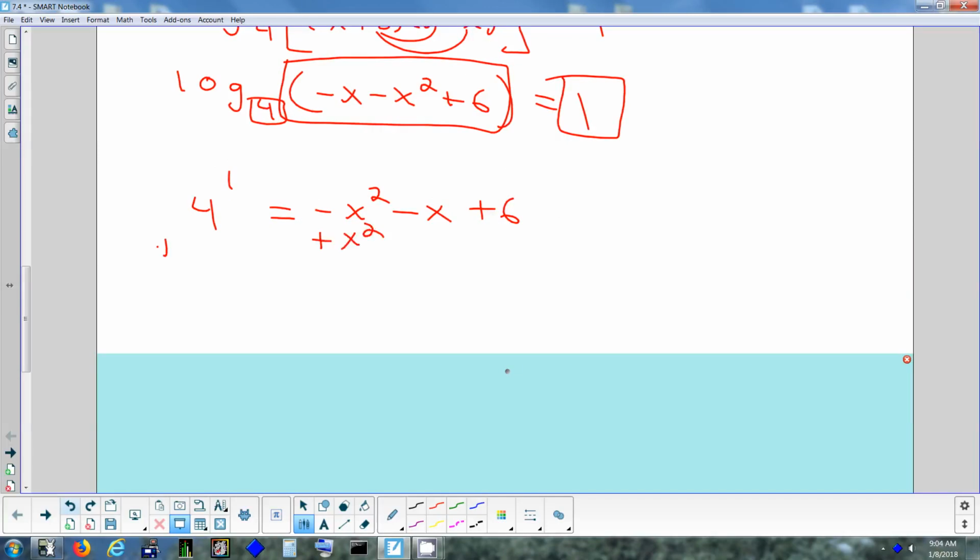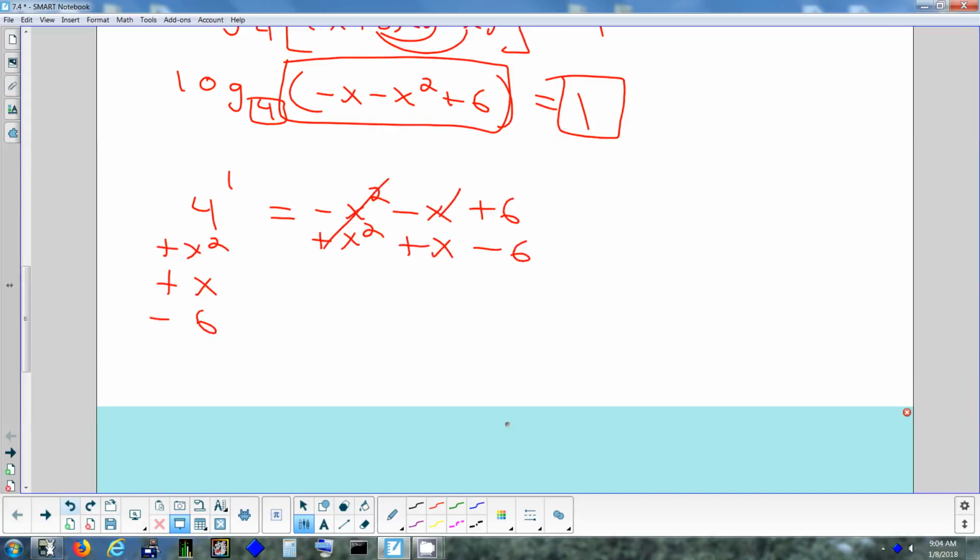So I'm going to add the x squared. Just make a column of everything I'm going to add. I'm going to add the x, and then I'm going to subtract 6. Okay, so that's all going to cancel. And I'm going to get x squared plus x. I have 4 to the first power, which is 4, take away 6. 4 take away 6 is negative 2.